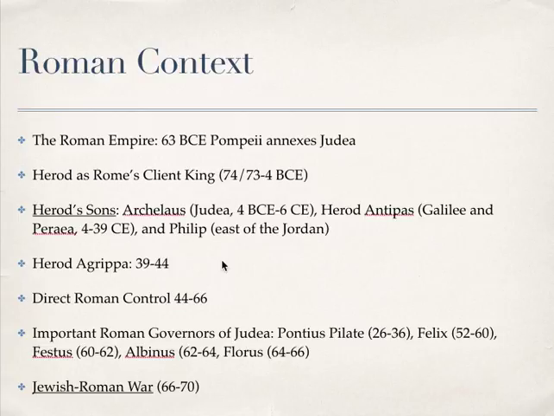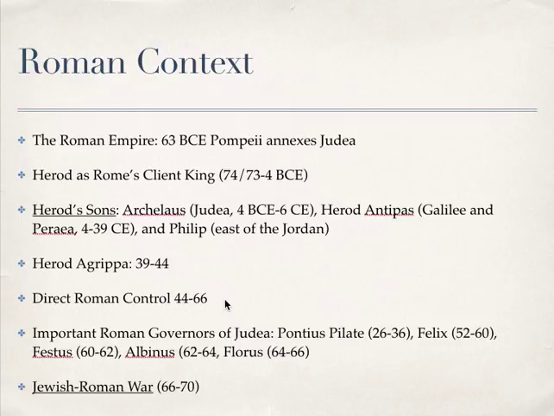So when Claudius was deposed, there was some uproar in Rome, and there was a fight within Rome about who would run the empire. And it's during that time, from 44 to 66, that Rome did away with all these leaders. They did away with the political structure of Judea that was headquartered in Jerusalem, and they took direct control from 44 to 66 through their governors.